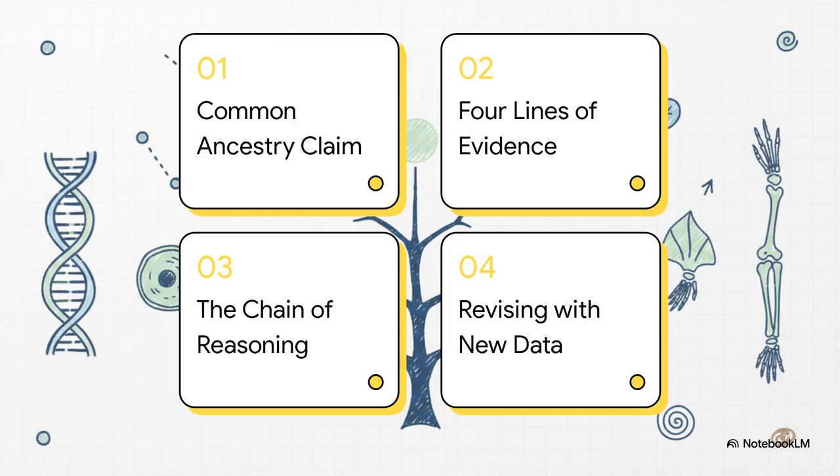We're using a straightforward four-part framework today. First, the claim of common ancestry. Second, the four lines of evidence. Third, the chain of reasoning. And finally, revising with new data.